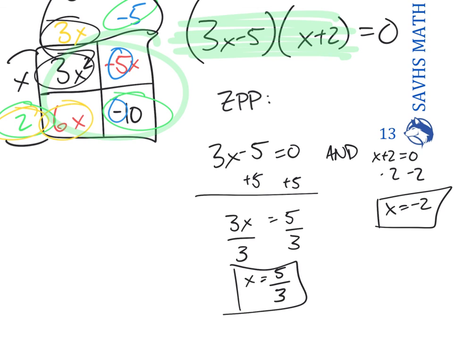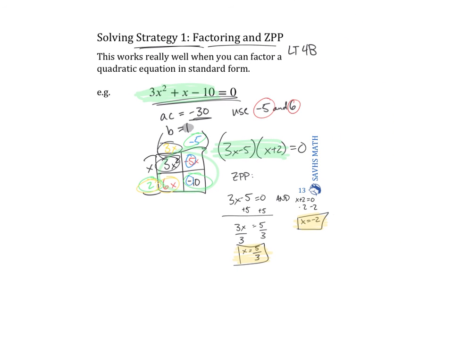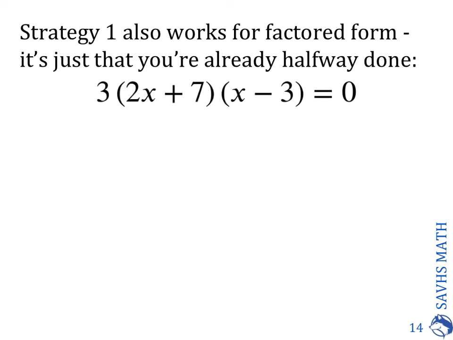Hey, here are your two answers. You should highlight them, circle them, tell me that they're your answer, whatever, to show me that that's what you get. Okay, so that is solving strategy number 1. You are going to factor using the box method, and then use the zero product property to solve for x. By the way, this also works if you are already in factored form. You can just apply the zero product property right away.